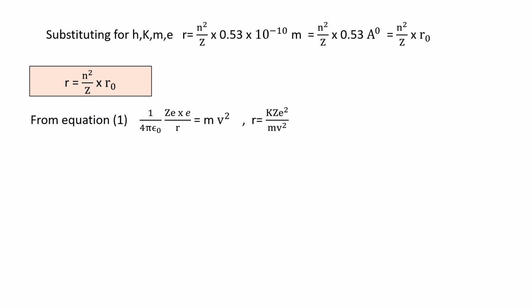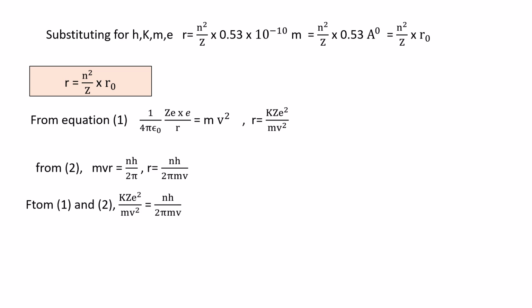Now again from equation 1, 1 by 4 pi epsilon 0 Ze into e by r square is equal to mv square by r, or r is equal to K Ze square by mv square. From equation 2, mvr is equal to nh by 2 pi. From this equation, r is equal to nh by 2 pi mv. So both are equations for r. So we can equate equation 1 and 2.